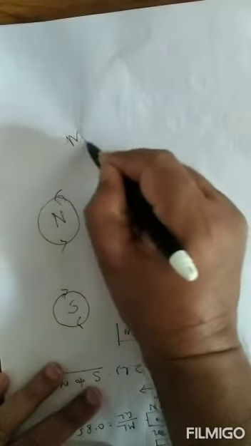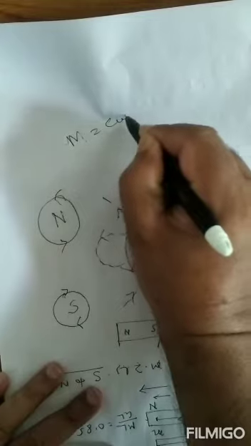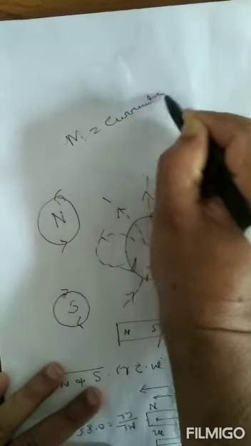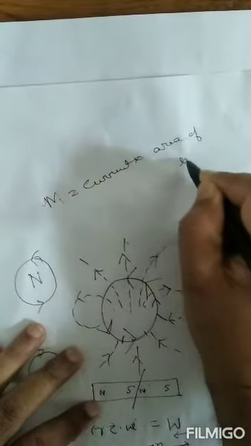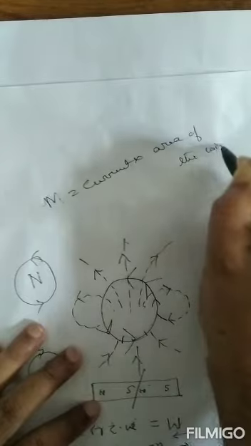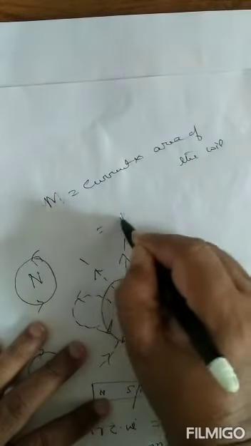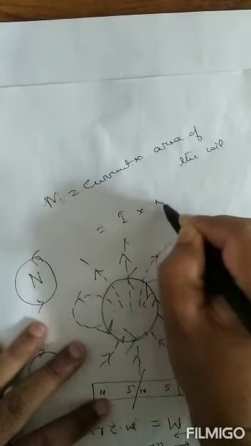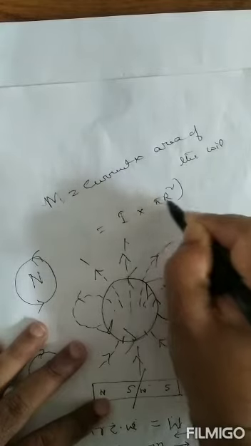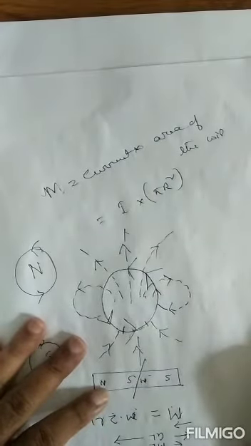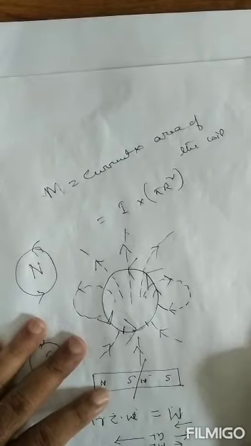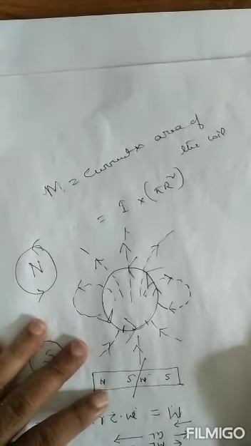So what is the magnetic dipole moment for a current loop? It is current into area of the coil. What is current? I. What is area? Pi r square. So strength of magnetic dipole moment is current into area of the coil.